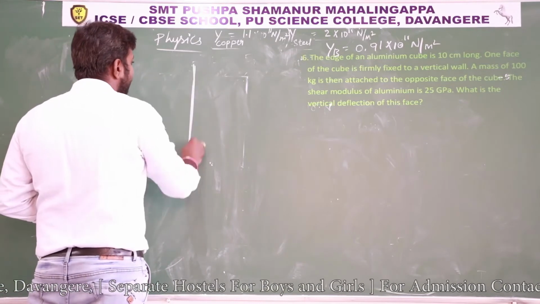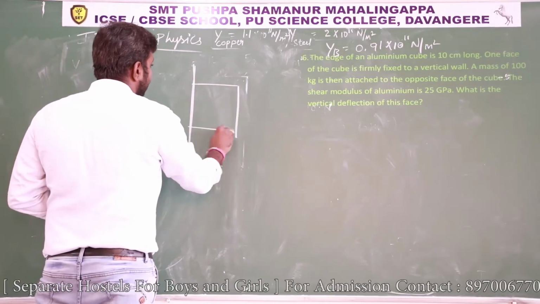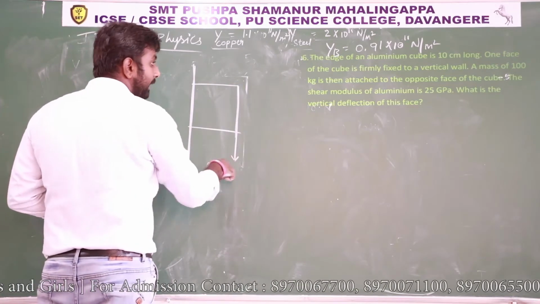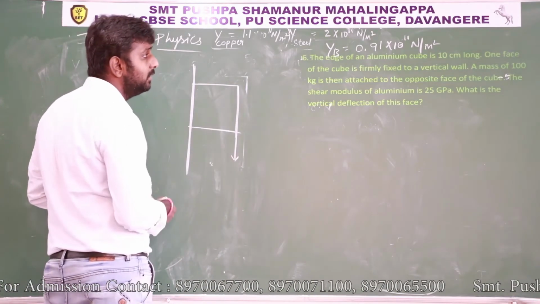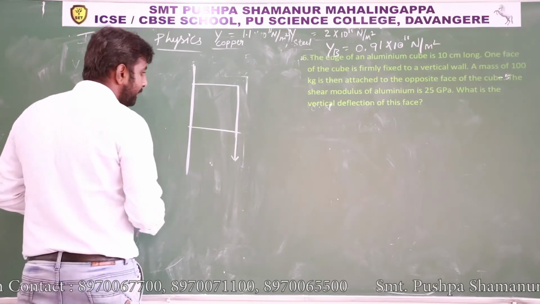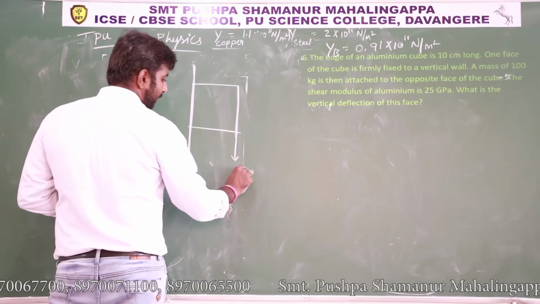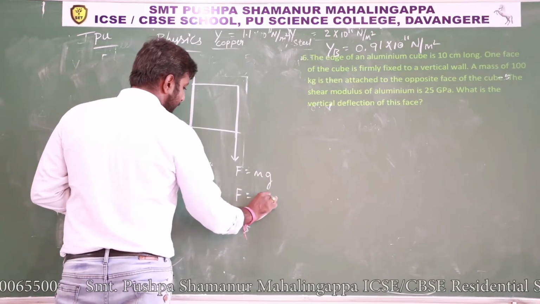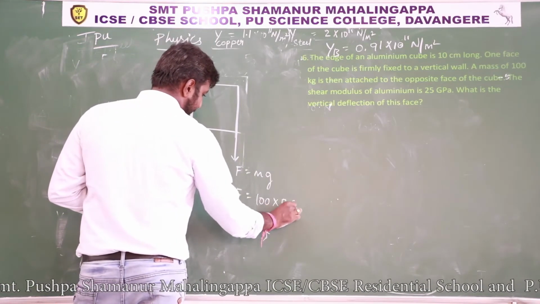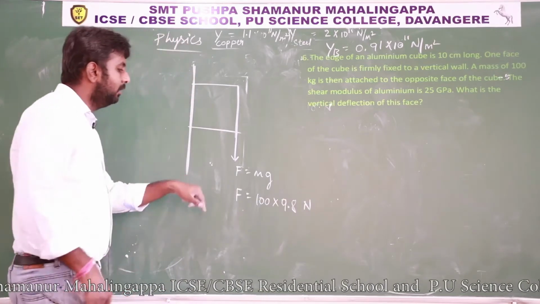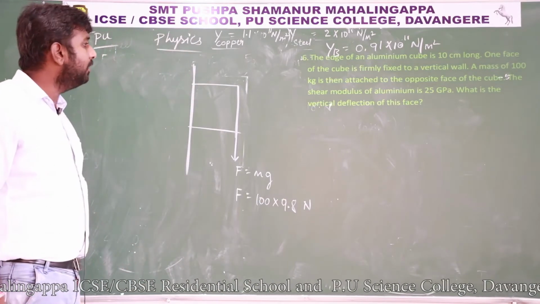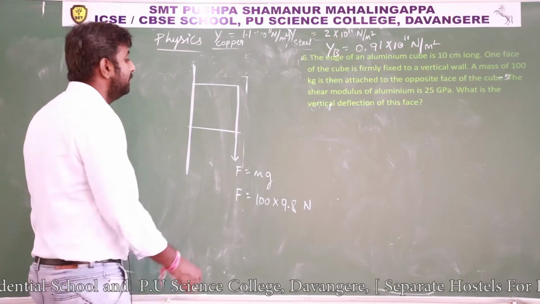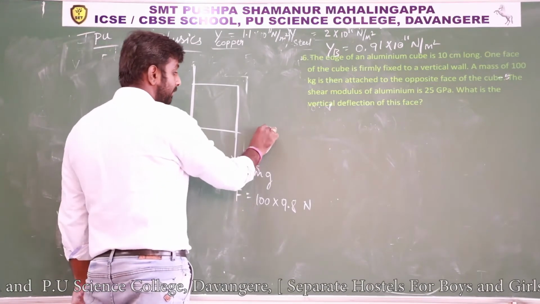So this is the diagram. You can imagine a load is added here. The quantity of load is 100 kg. So F equals m into g. F equals 100 into 9.8 Newton. Okay, this is the force. And then the shear modulus of aluminium. Aluminium shear modulus value is given.